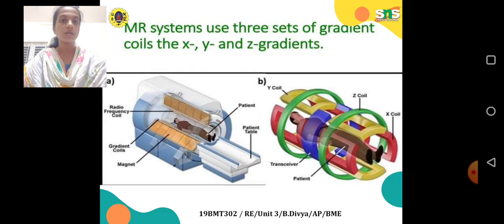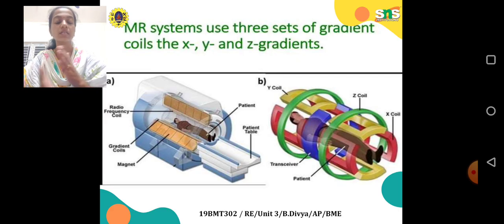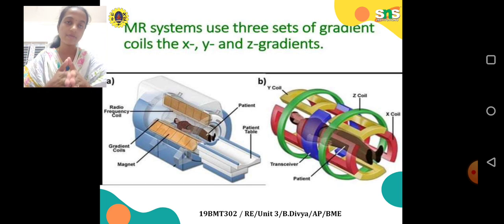In this video, we are going to see about X, Y and Z gradients, that is the coils of MRI. MRI has a gradient coil. In the gradient coil, we have X, Y and Z gradients. In previous videos we have seen what the MRI coils are and the types of coils we have, and in this video we are going to see the three sets of gradient coils, that is X, Y and Z.